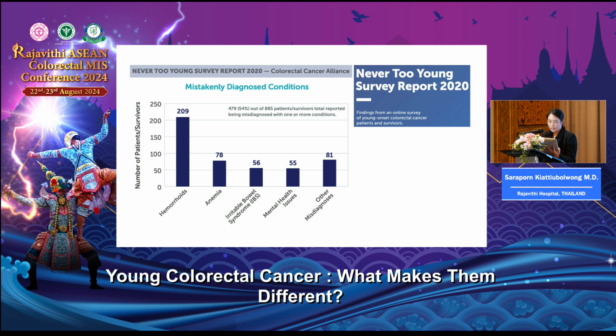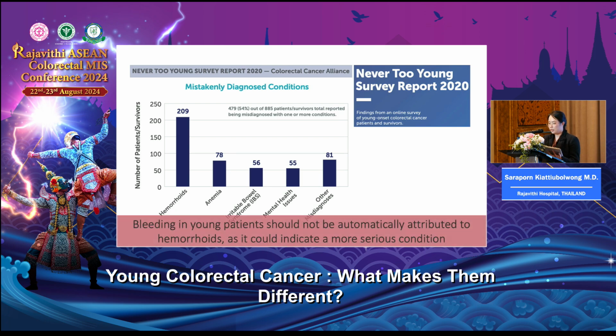This is another set of data from an online survey in 2020. It revealed that almost 54% of these patients had been diagnosed with one or more symptoms. The most common misdiagnosis was benign hemorrhoids. So if you have a young patient showing any sign that might need a colonoscopy, it's crucial to send them for one. Don't just assume that the bleeding comes from benign hemorrhoids.